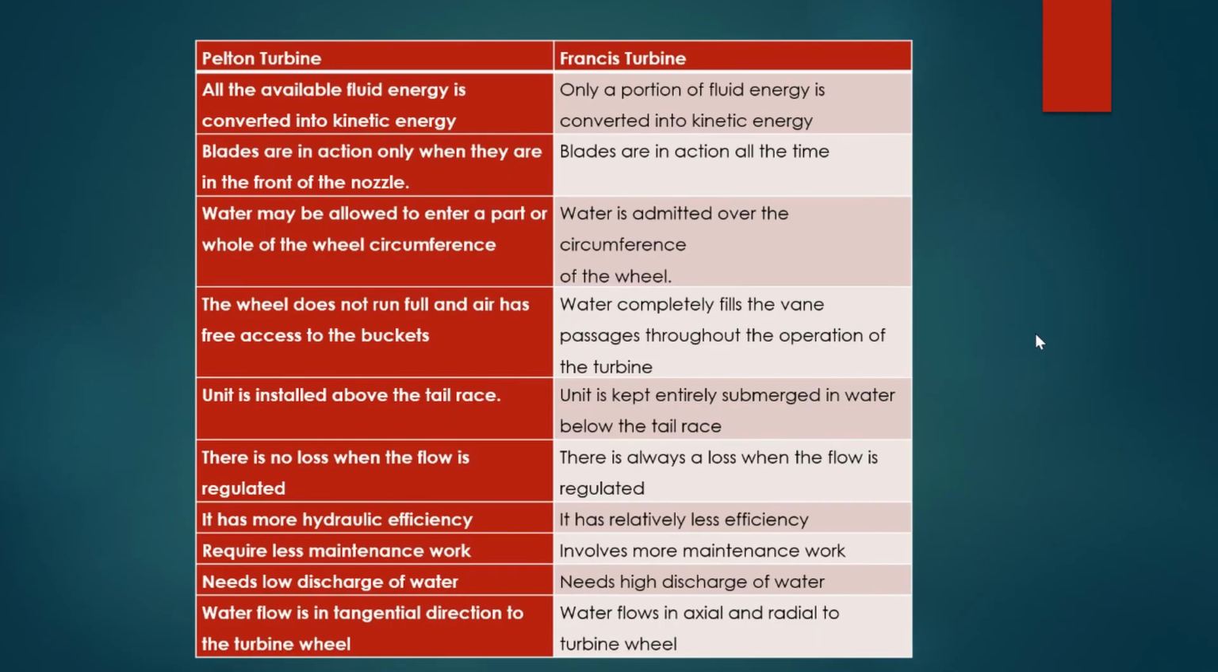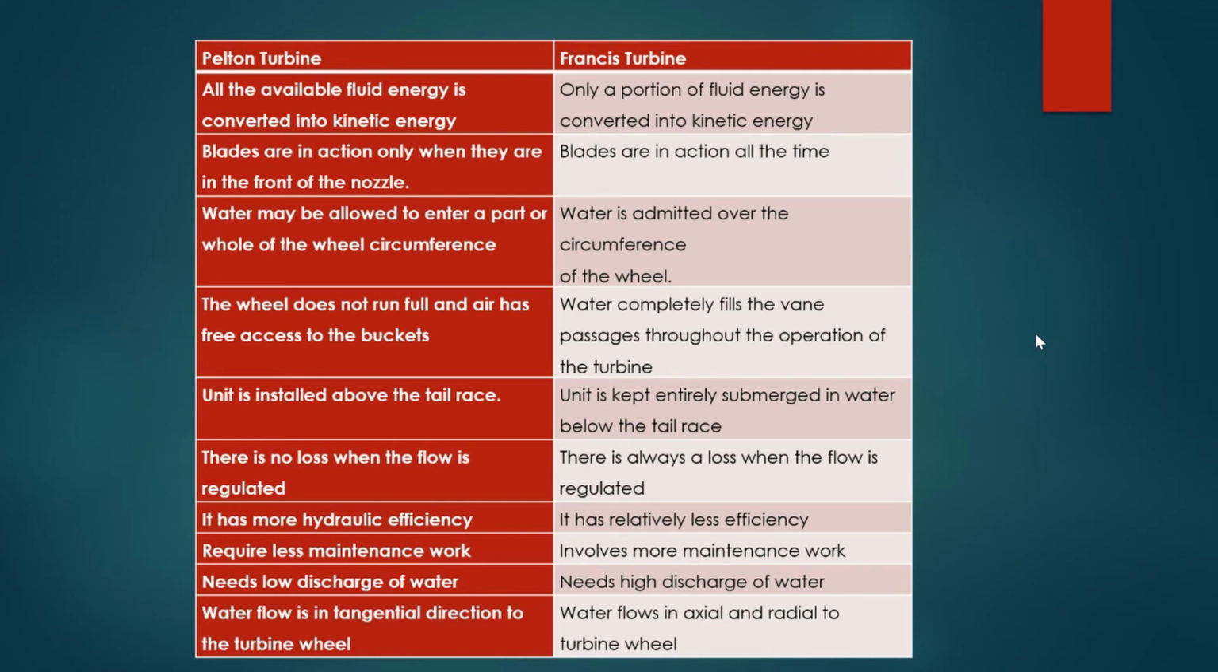So for the discussion, I'm going to talk about the difference between Pelton turbine and Francis turbine. For Pelton turbine, all the available fluid energy is converted into kinetic energy, while for Francis turbine, only a portion of fluid energy is converted into kinetic energy. Second, blades are in action only when they are in front of the nozzle, but for Francis turbine, blades are in action all the time.